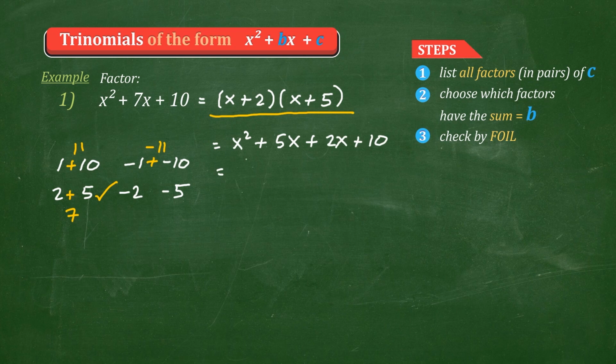This is then equal to x squared. Combining the outer and inner terms, 2x plus 5x is 7x. And finally, copy plus 10. This is equal to our trinomial here. Thus, our factors x plus 2 times x plus 5 must be correct.